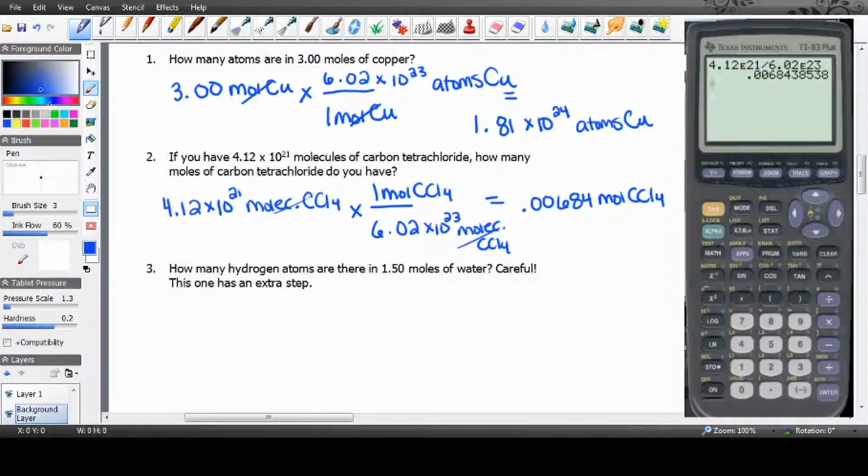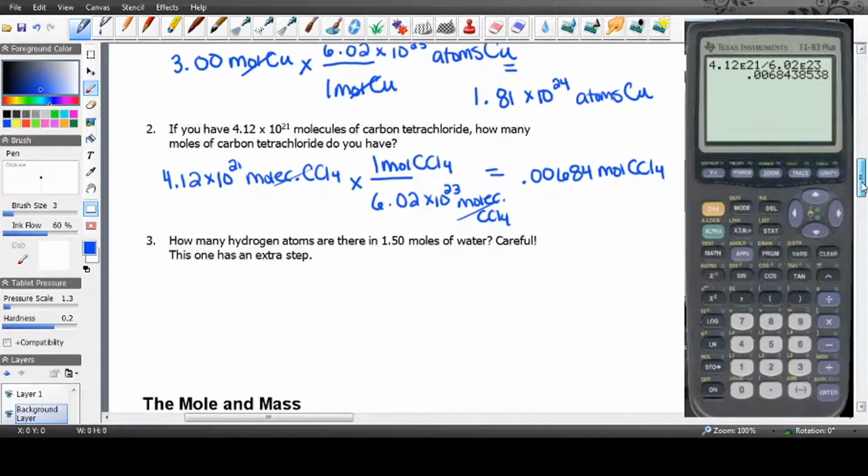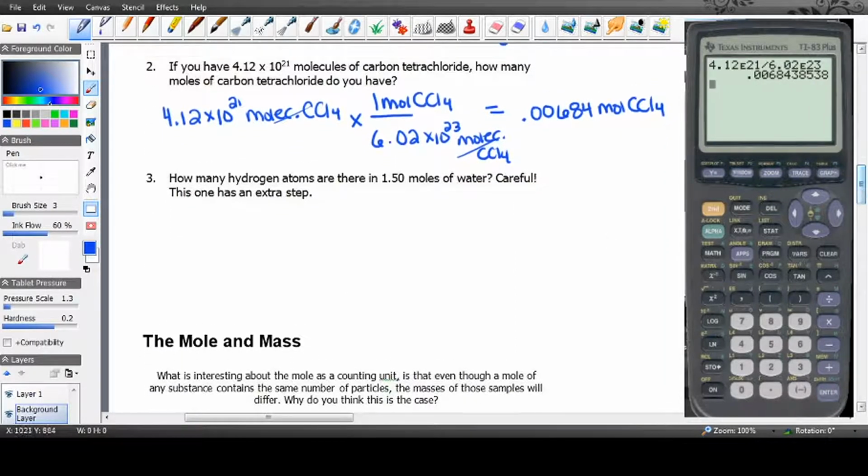Shall we do another? This time the question is asking us, how many hydrogen atoms are there in 1.5 moles of water? So there's a little extra step to this one. Start with your given value, 1.50 moles, and this is why it's important to write the substance, H2O.